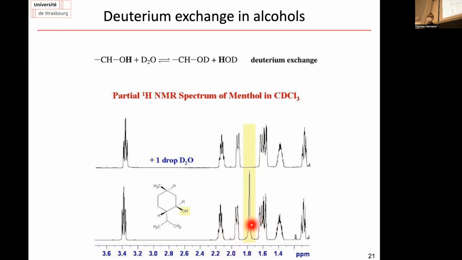So if you have an alcohol, you measure it in chloroform, you just take your tube out of the NMR machine, you put 1 drop of D2O and the peak will disappear. And then you say, well, must be an exchangeable proton like an alcohol. So that's actually quite interesting for alcohols.